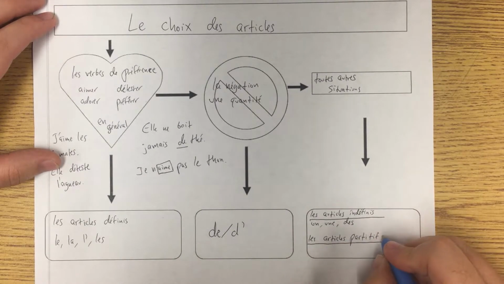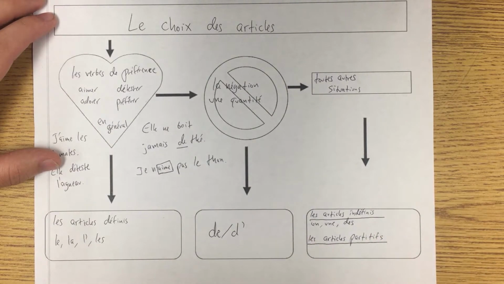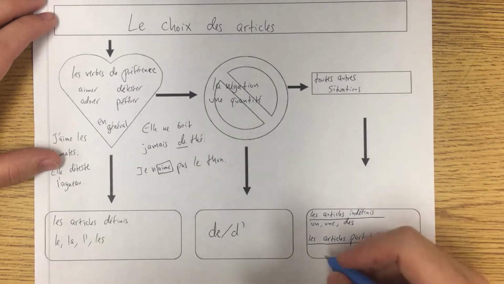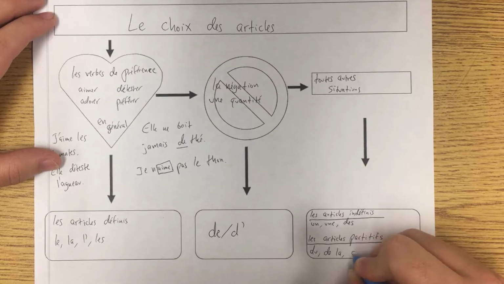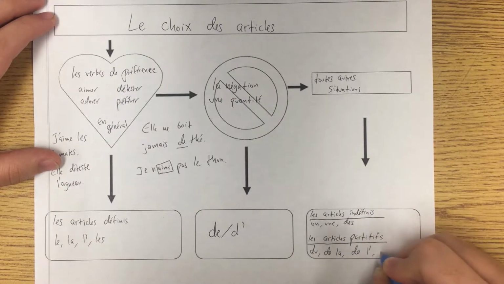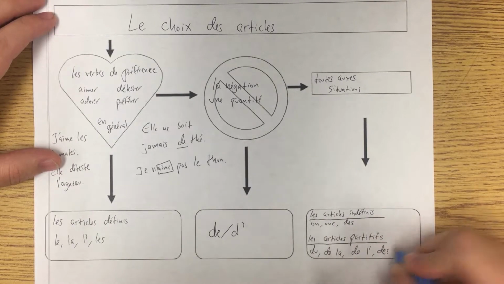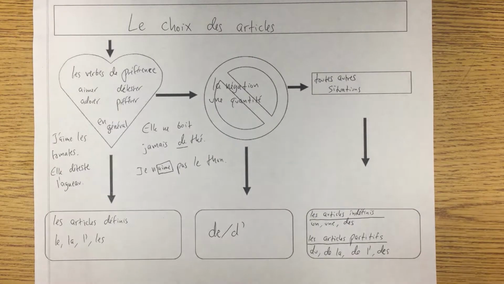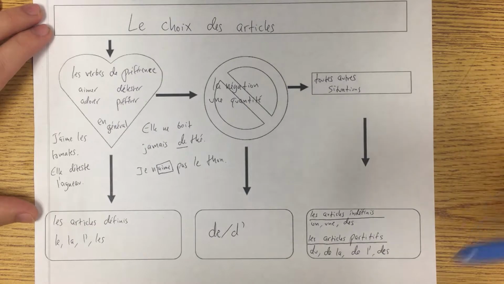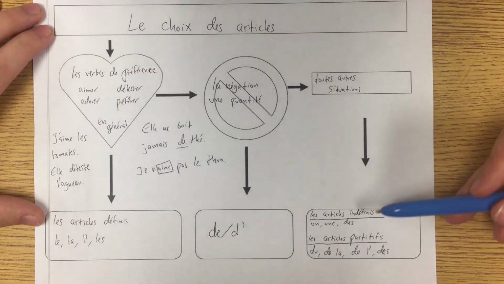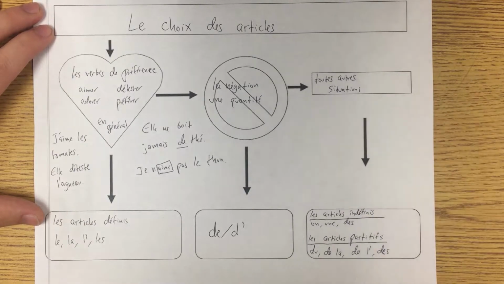Okay. Les articles partitifs. Remember, les articles partitifs talking about some of something. So we have du, de la, de l'apostrophe, ou des, again, if it's plural. Okay, so toute autre situation, we would use les articles indéfinis ou les articles partitifs. Okay, so when we maybe use les articles indéfinis as opposed to les articles partitifs.